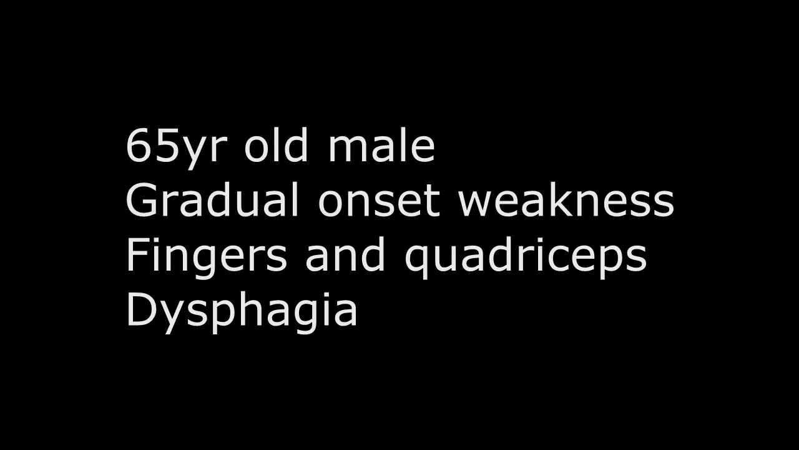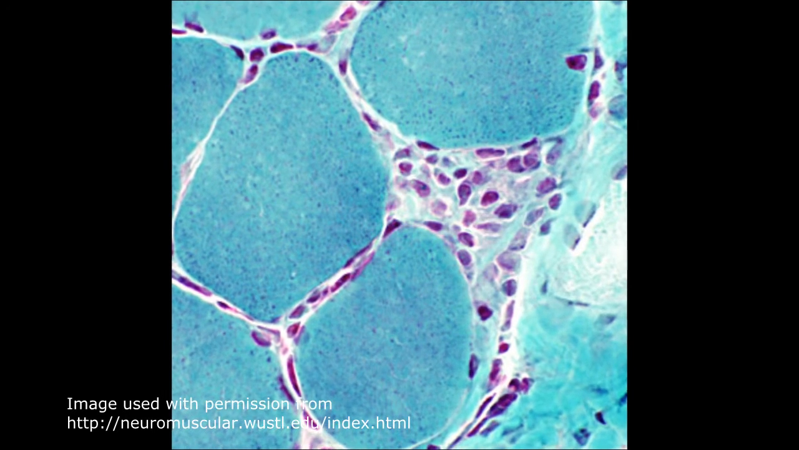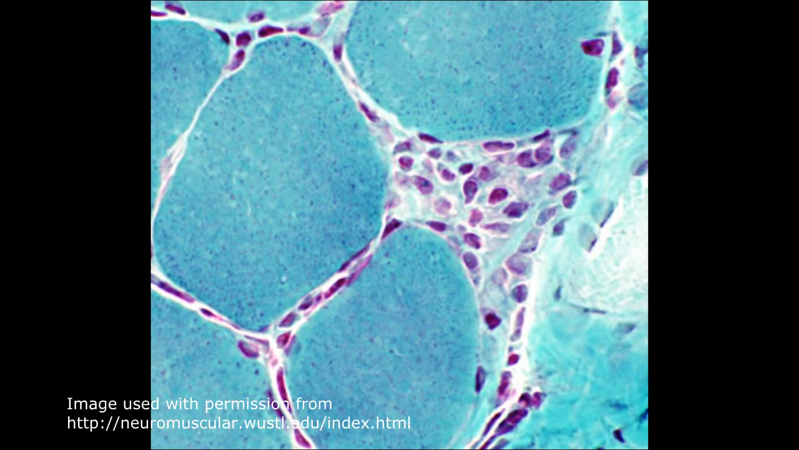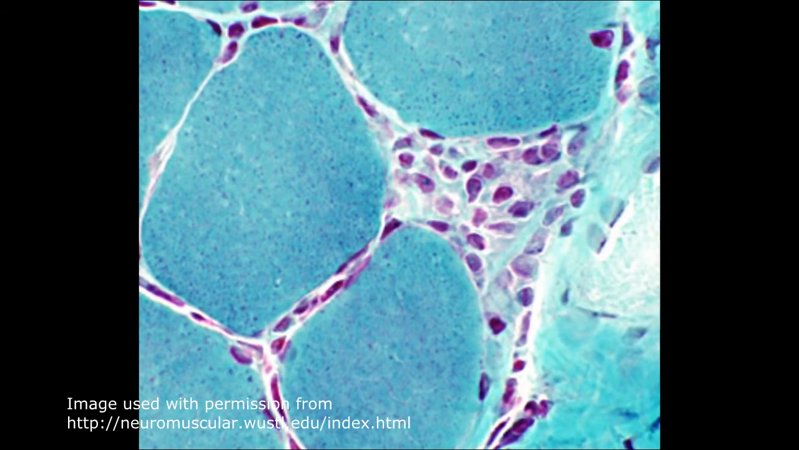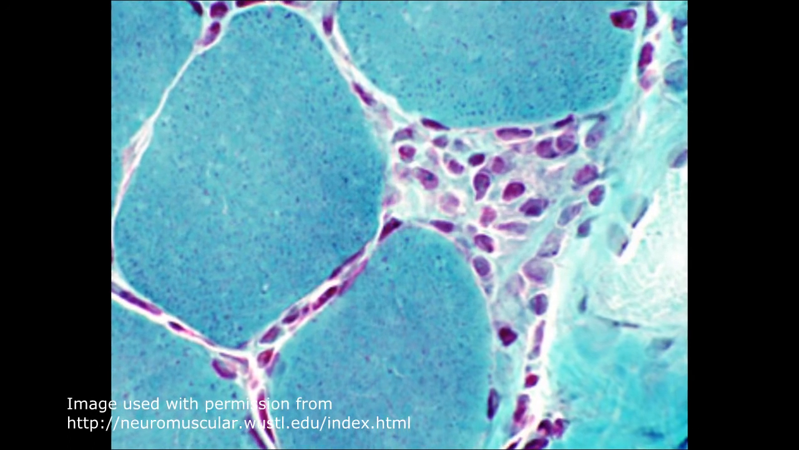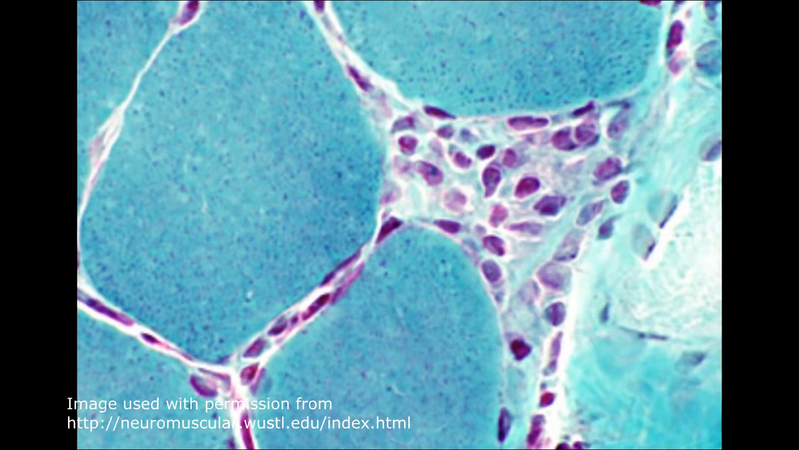weakness affecting his fingers and quadriceps. He also had dysphagia. His creatine kinase was only mildly raised. Muscle biopsy showed a mild variation in fibre size, moderate endomysial chronic inflammatory infiltrate, the endomysium being the connective tissue between the muscle fibres, and scattered necrotic fibres infiltrated by macrophages.